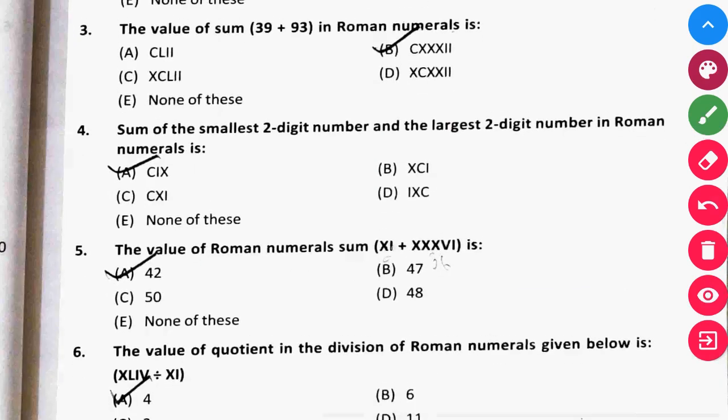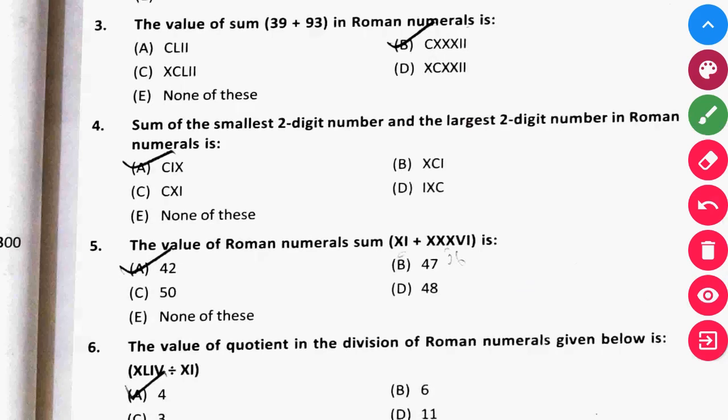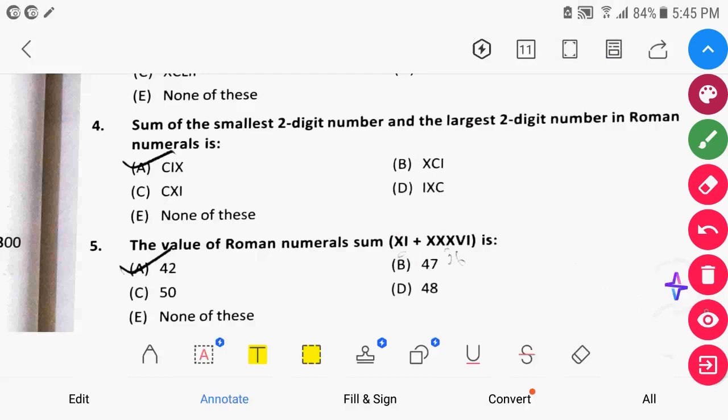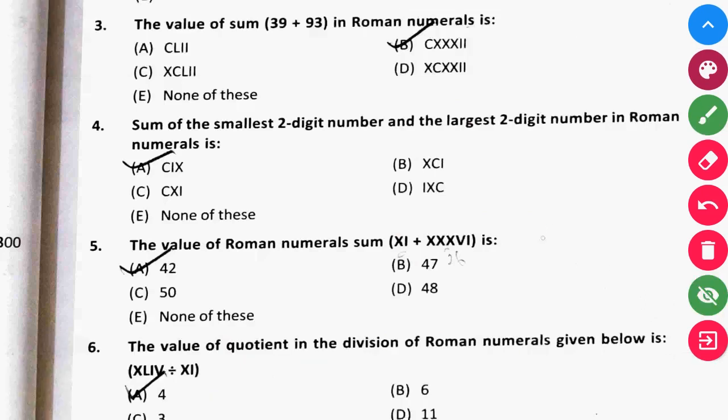Value of Roman numeral sum XI plus triple XVI is. Now what is meant by XI? X means 10 plus 1, so XI means 11. 11 plus 3 times X means 30 plus 6, 36. So 11 plus 36, 47. 47 is the correct answer.